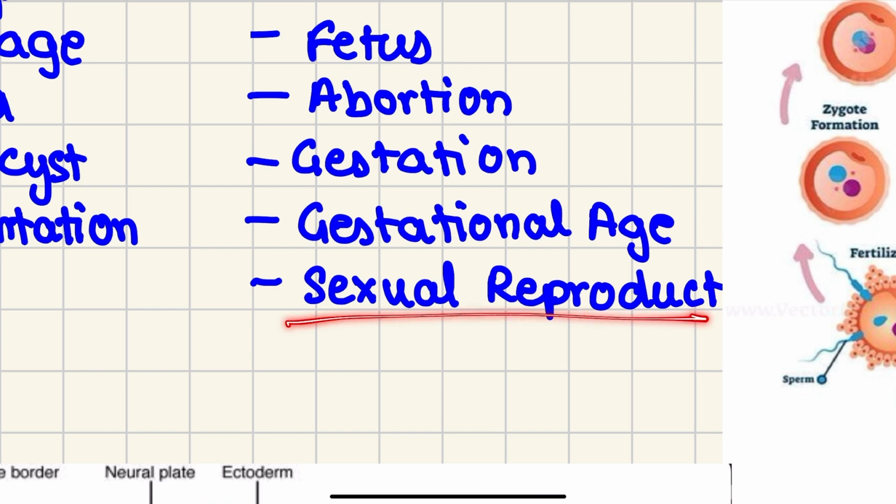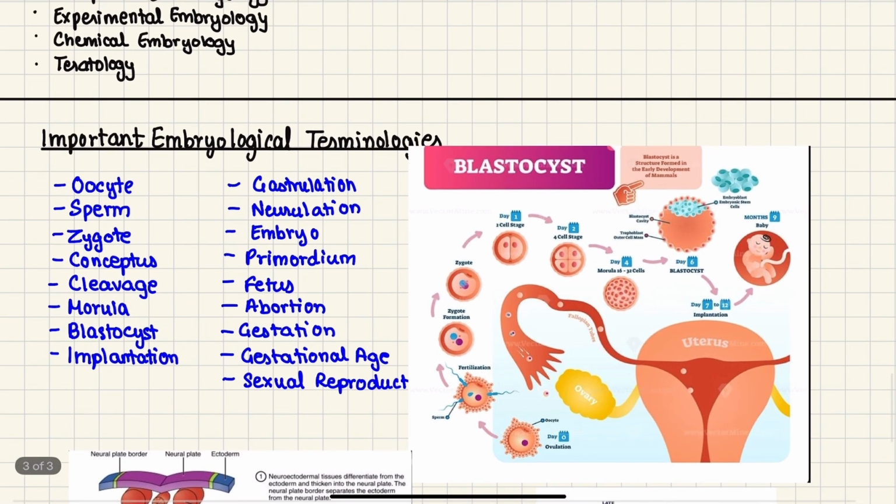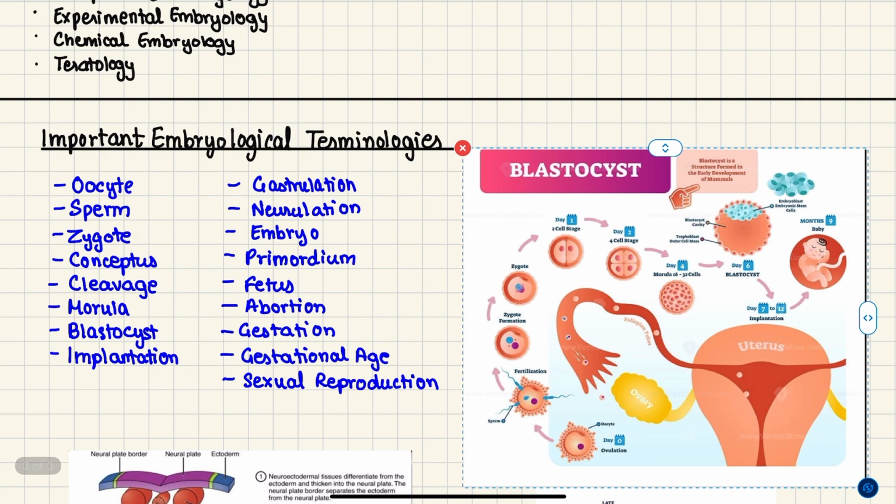Then you have sexual reproduction. It involves the fusion of male and female gametes to produce offsprings. It's just a very basic term.